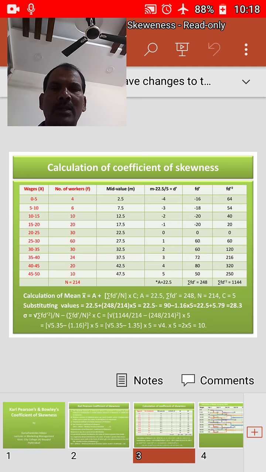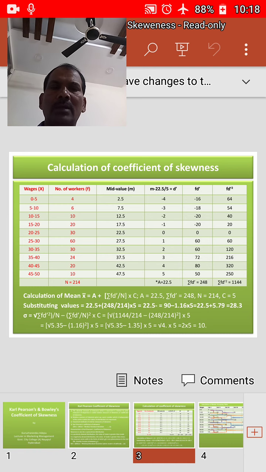4 into minus 4, minus 16. 6 into minus 3, minus 18. 10 into minus 2, minus 20. 20 into minus 1, minus 20. 30 into 0, 0. 60 into 1, 60. 30 into 2, 60. 24 into 3, 72. 20 into 4, 80. 10 into 5, 50. If you add all these products of frequencies and deviations, you will get sigma fd dash, that is 248.